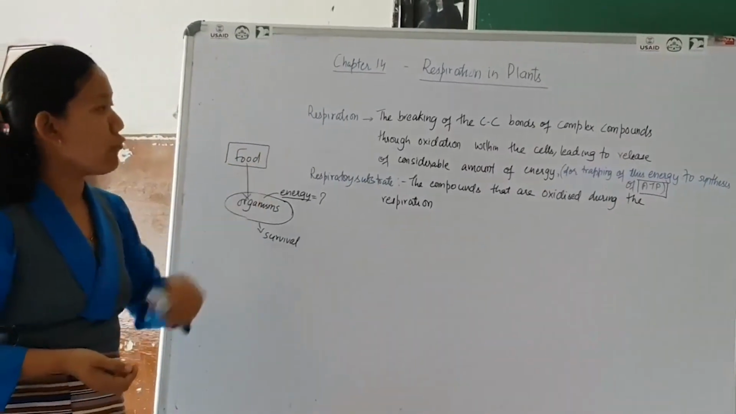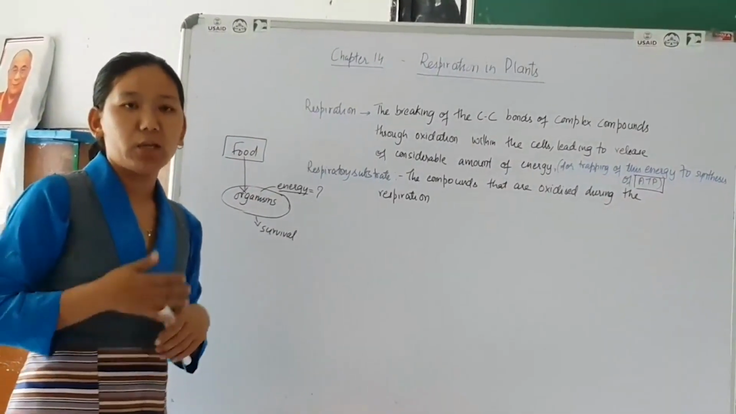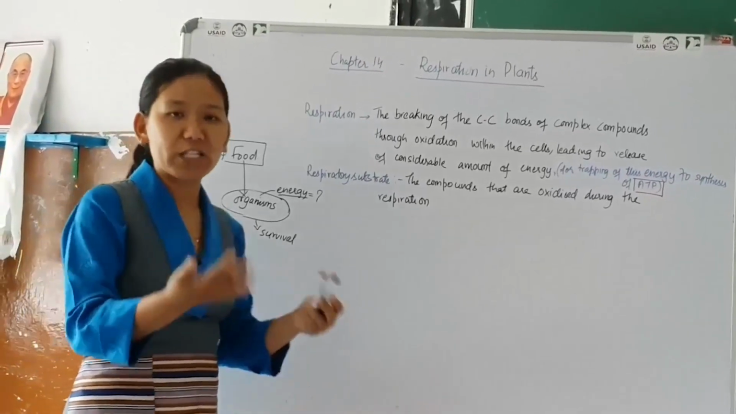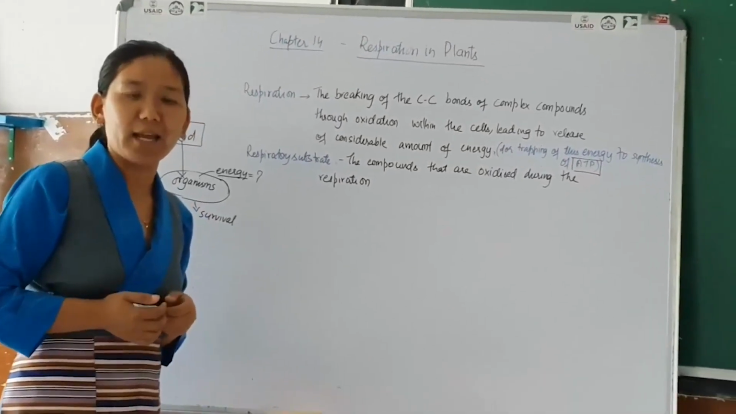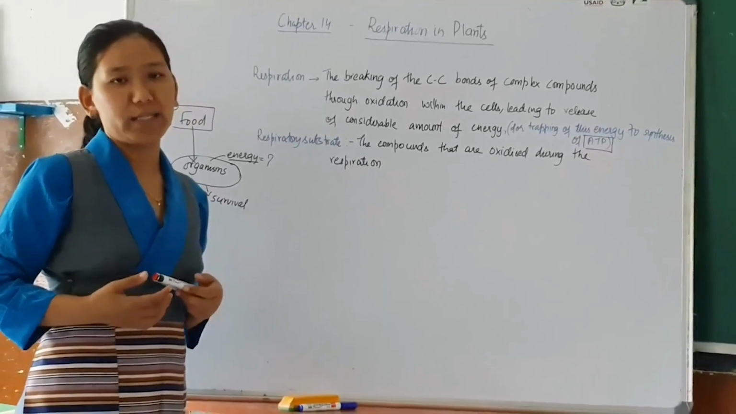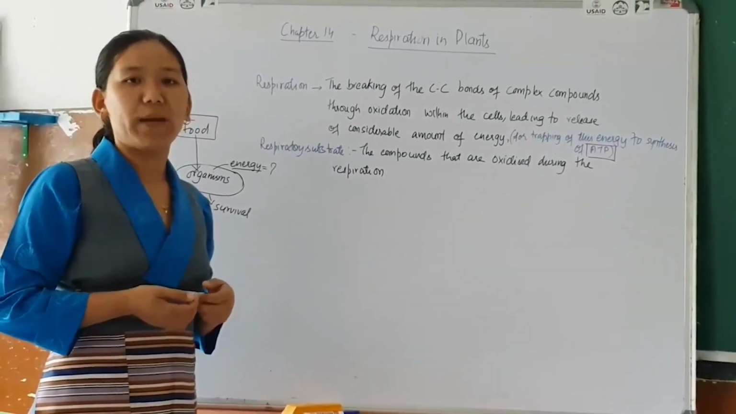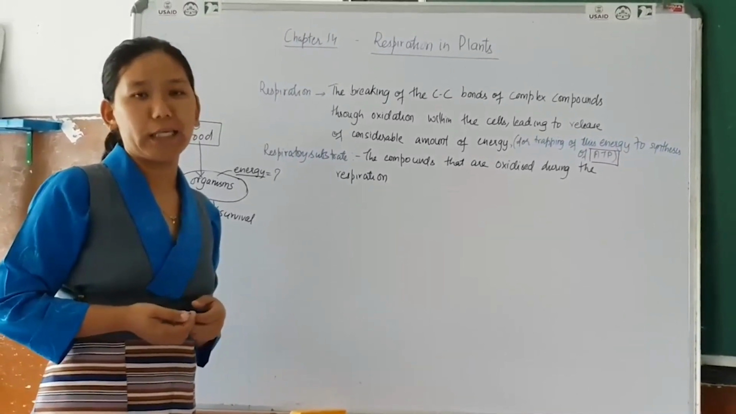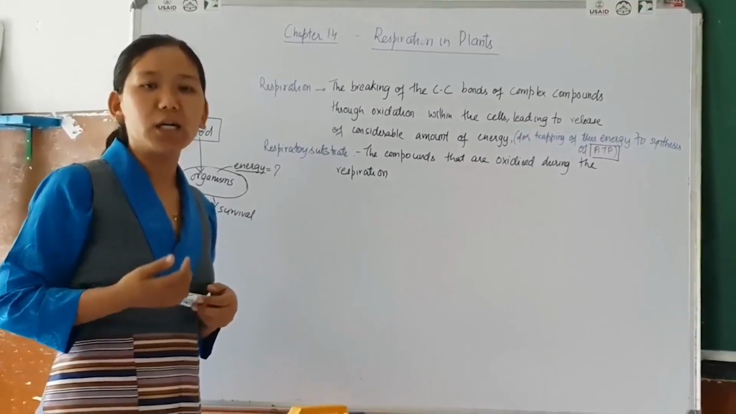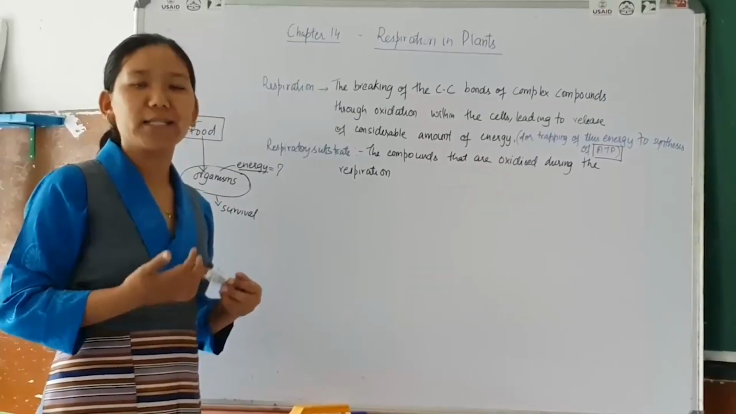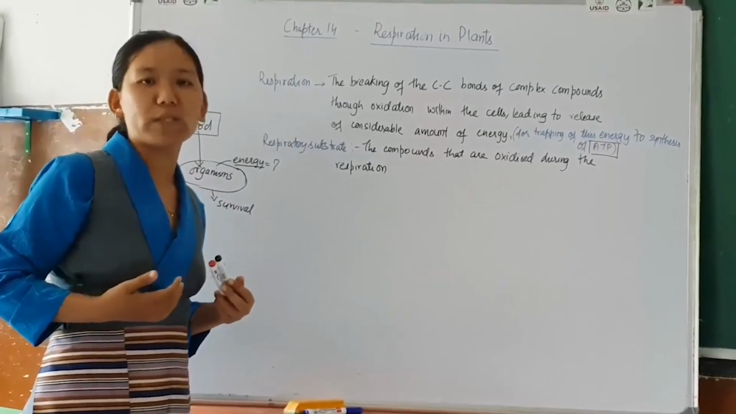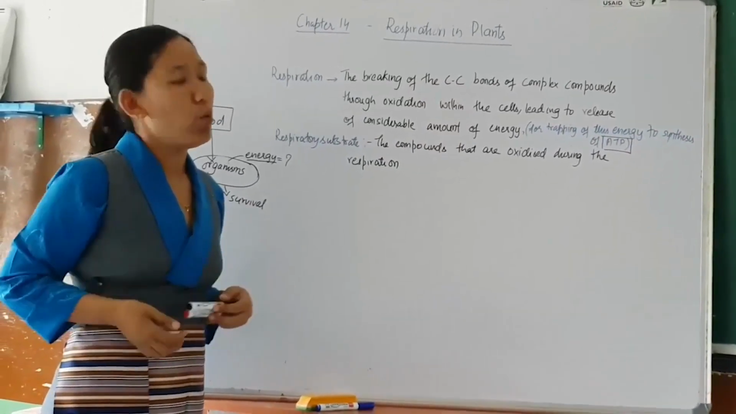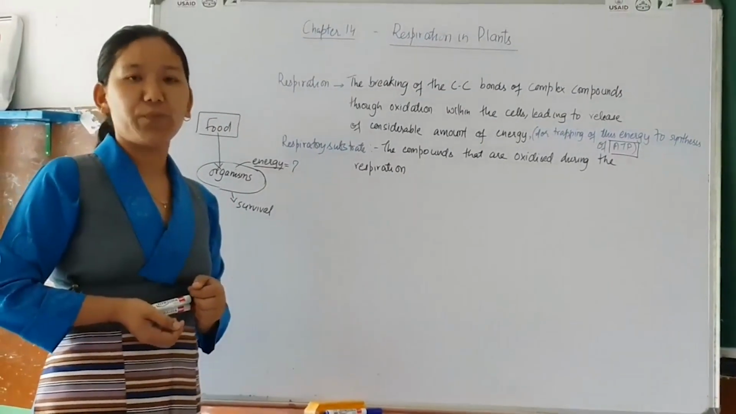Well, now respiration in plants. Before the respiration takes place inside the cell, there should be an exchange of gas. In living organisms like humans, the exchange of gas occurs through breathing. Exchange of gas in our body, that is exchange of carbon dioxide and oxygen, occurs through breathing. Now, here we are talking about respiration in plants.